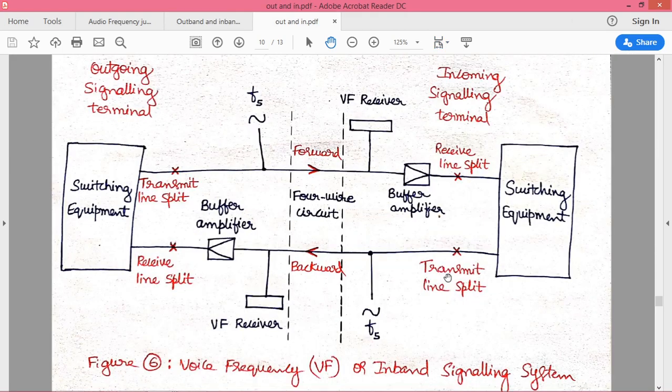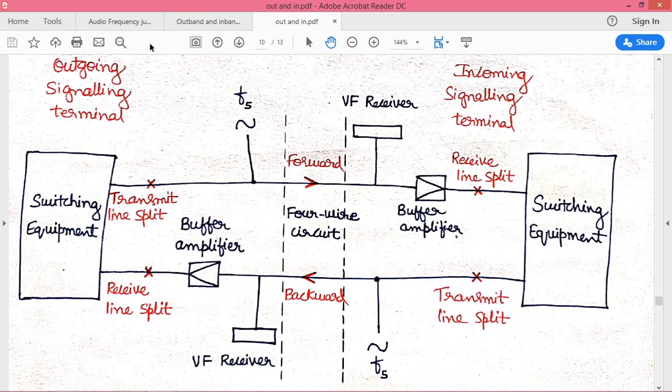This is how an in-band signaling system would look like. On the two exchanges we will have switching equipment as well as a signaling terminal. Similarly on the other side also we will have switching equipment and the signaling terminal. So please note, this in-band signaling system includes the components used on one side as well as on the other side, along with the intermediate part.